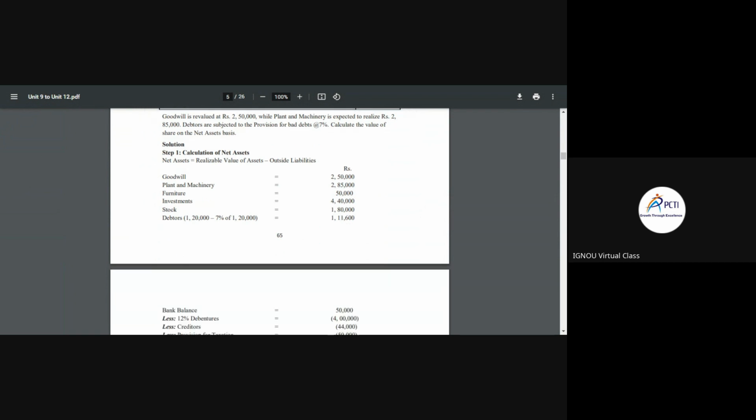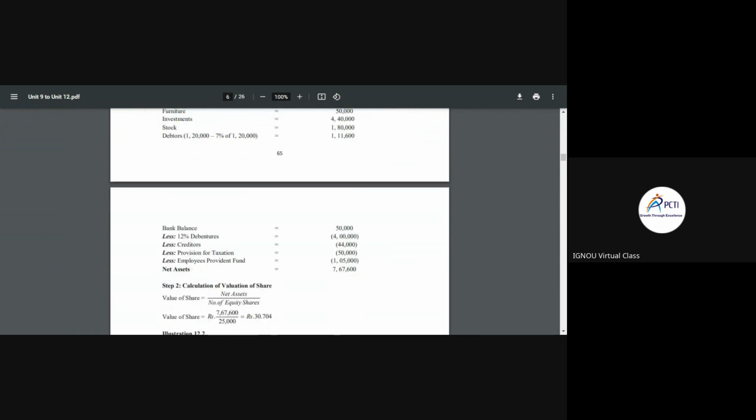These are the bad debts. Then we deduct from the debtors. So the value is 1,11,600. Then we have a bank balance of 50,000.